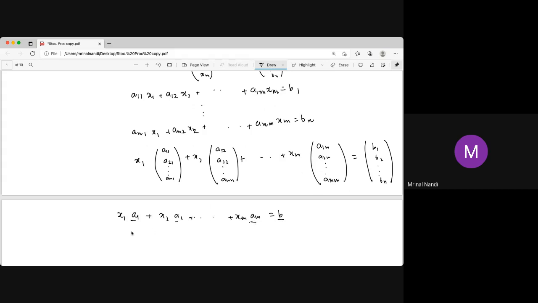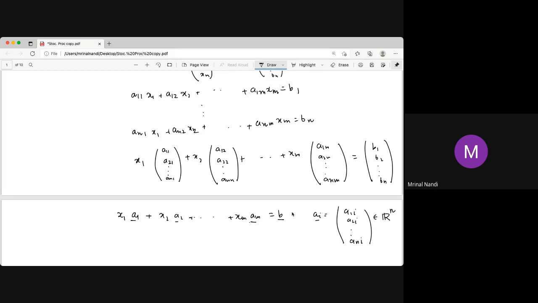Now this a1 is a column vector. Ai is a column vector, with entries a1i, a2i, up to ani. So these are in R^n. If it is any other field, then it is F to the power n. If you consider the coefficients as real numbers, it is just R^n, or you can take any other general field.